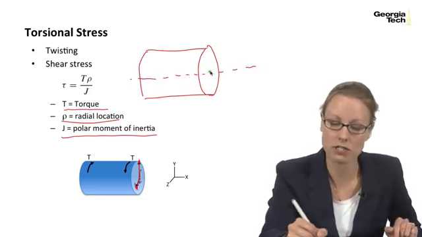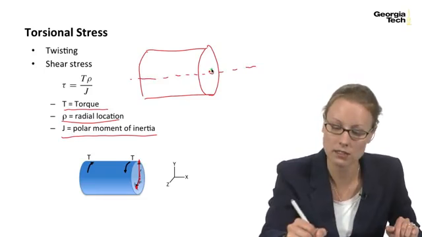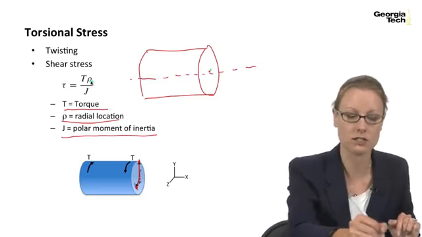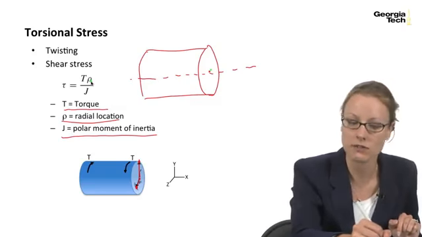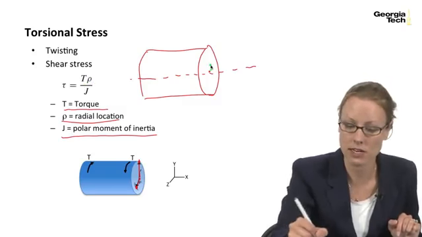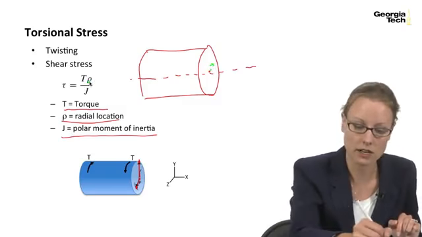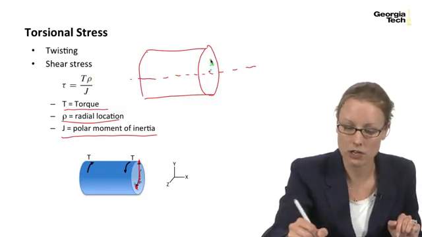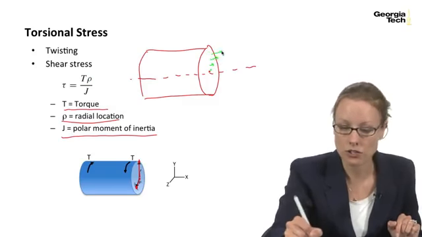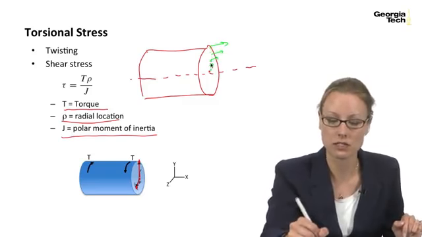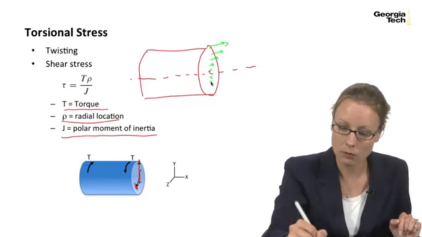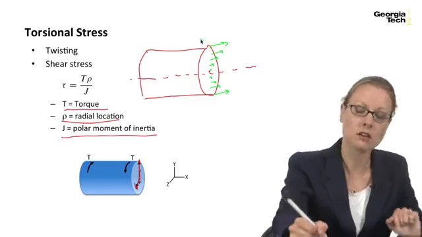If I look at the stress distribution, it's going to be practically 0 at the center, very low stresses, because your rho value is very, very small, and that drops your stress down. And the further you get from the center, the larger your rho value becomes, the larger your stresses become, until at the surface, your torsional stresses are maximum. So the distribution looks something like this.